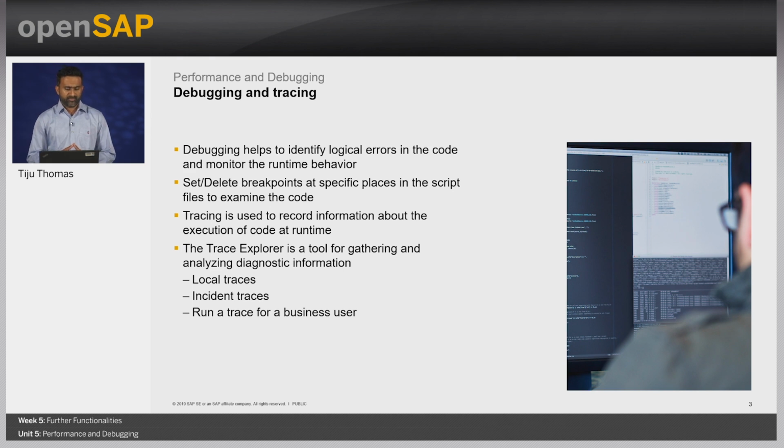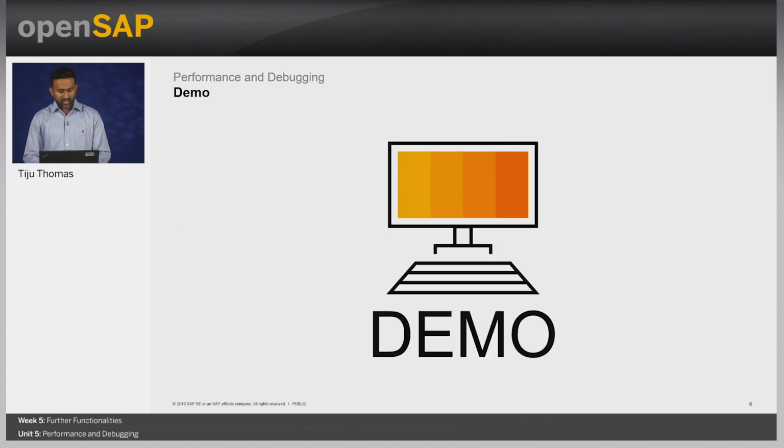to examine how the code works in your runtime. Tracing, on the other hand, is used to record information about the execution of code at runtime. You have something called the Trace Explorer as part of your Cloud Studio. This is a tool for gathering and analyzing diagnostic information, which could be a local trace or an incident trace, or you could even run a trace for a business user. Now let me quickly jump into the studio.